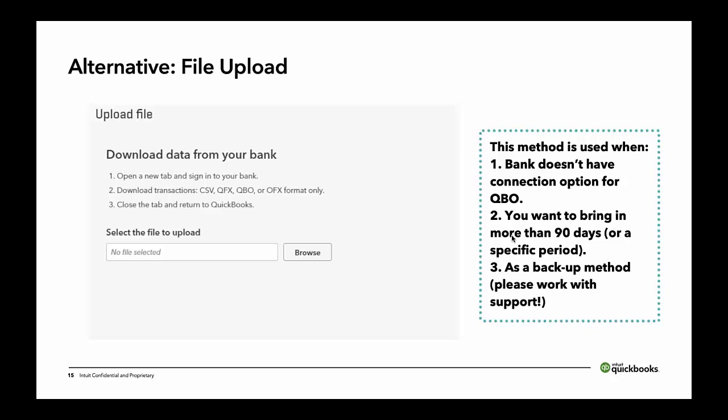Bank doesn't have a connection option to QuickBooks Online, although, again, we've got thousands of financial institutions that connect, so always make sure you look for it before you assume it's not there. If you want to bring in more than 90 days, a very specific time frame, we've added that custom date range as an option. It used to be that you couldn't pick your own date range as easily as you can now, but sometimes people like massaging this in Excel a little bit before they bring it in, so you could bring in a specific period that way. And then as a backup method. And of course, if you're running into connectivity issues, please work with our support teams to get those reported, and hopefully we can work with you to figure out what's going on with that bank.